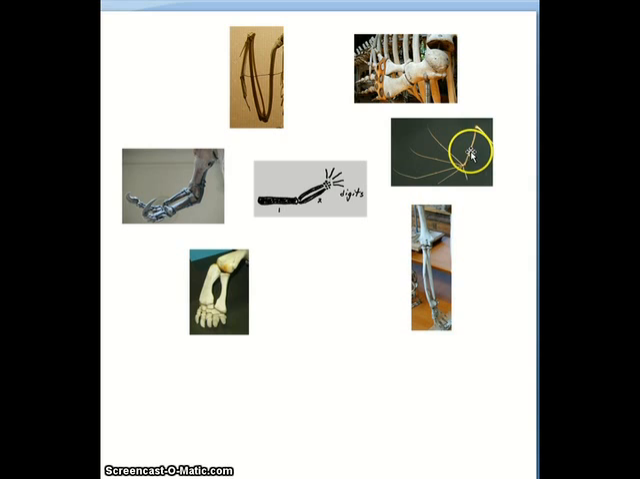One bone, two, hard to see there, digits. One bone, two bone, digits. One bone, two bone, digits.